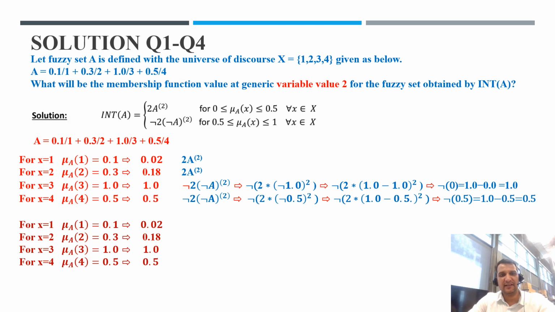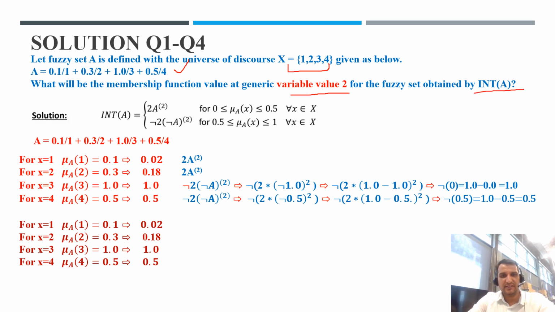Let fuzzy set A be defined in the universe of discourse x equal to 1, 2, 3, 4, right? And this is the fuzzy set given. What will be the membership function value at generic variable 2 for the fuzzy set obtained by INT A, the intensification of A?